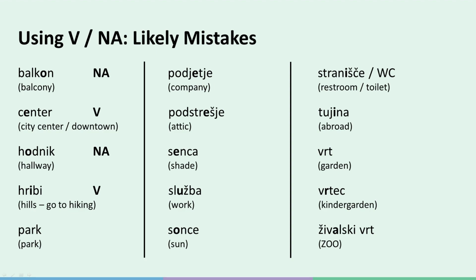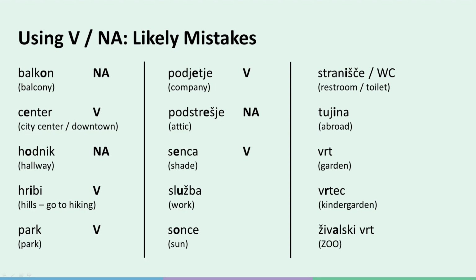A park is clearly a two-dimensional surface, but we always use u with park. To be at the park is biti u parku. Podjetje or company is pretty abstract, and you could almost think of it as an institution as well, but it's iti u podjetje. At the company is u podjetju. In the attic is na podstrešju.